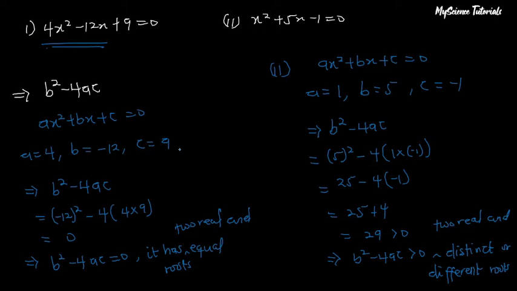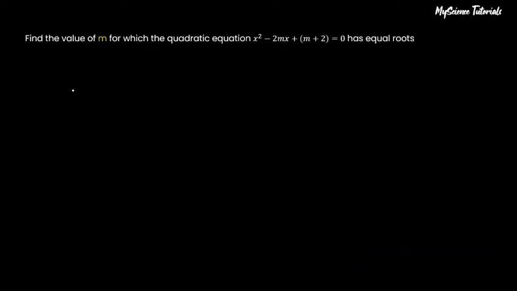Now let's look at the application of this concept if we are being given the nature of the root, and we are being asked to find a certain value. Alright, so I am to find the value of m for which the quadratic equation x squared minus 2mx plus into bracket m plus 2 is equal to 0 has equal roots. Now let's write down our solution.